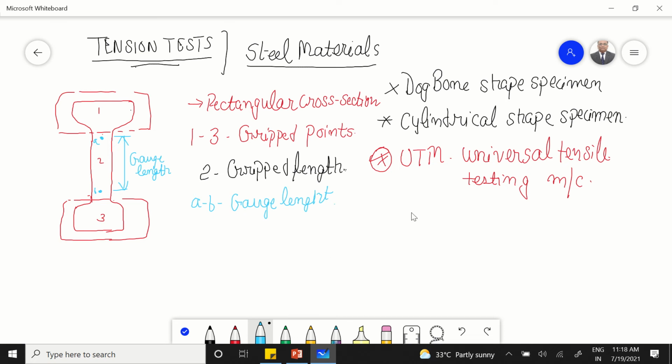The other commonly used specimen is the cylindrical shaped specimen, and it looks somewhat like this. Again, there is a reduction in area. Normally this reduction in area is associated with some fillet so that the stresses do not concentrate at one point. If we introduce fillets here, the transfer of stresses from this region to this region will be very smooth, and we will get the failure within the gauge length of the specimen.